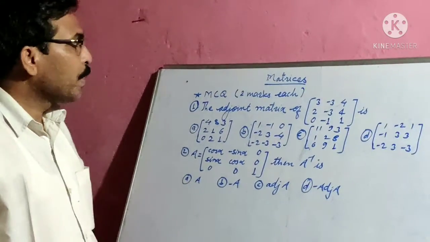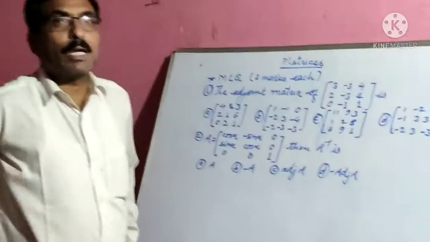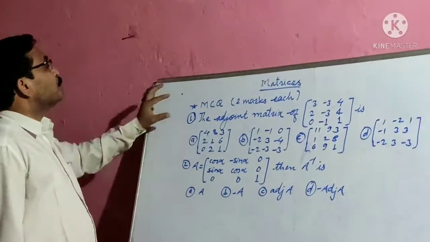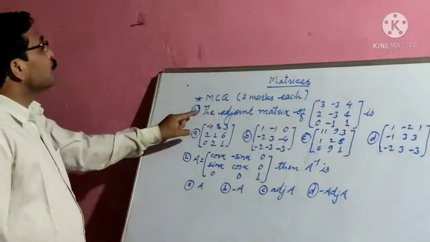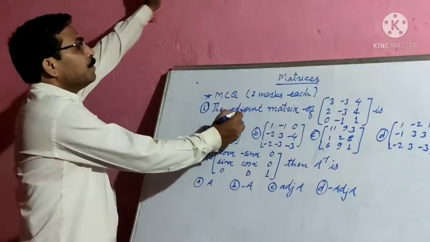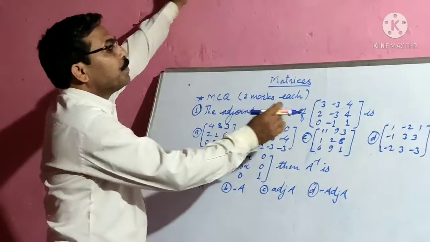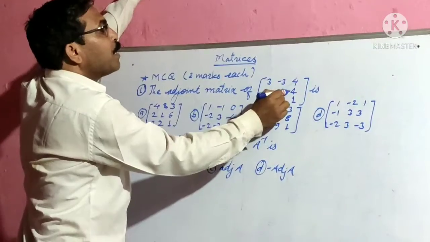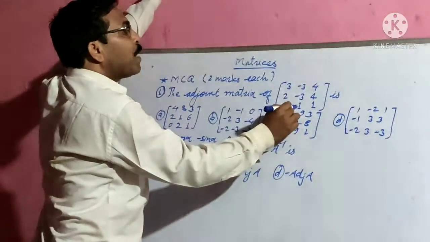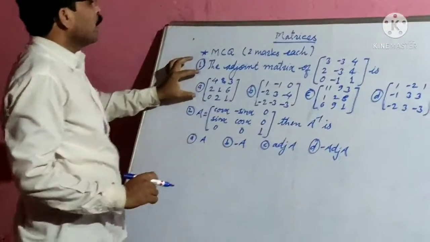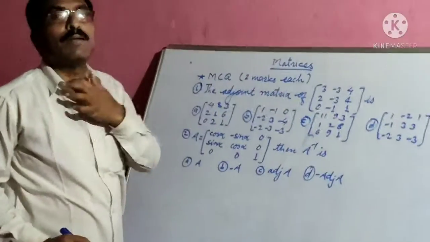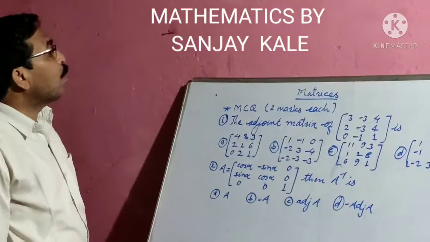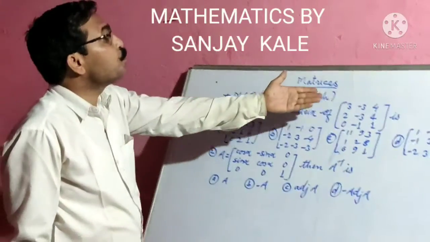Hello friends, let us learn some MCQ type questions of the chapter matrices. Now this first MCQ: the adjoint matrix of this matrix 3 -3 4, 2 -3 4, 0 -1 1 is, and the alternatives are given. Now we have to choose the correct alternative.